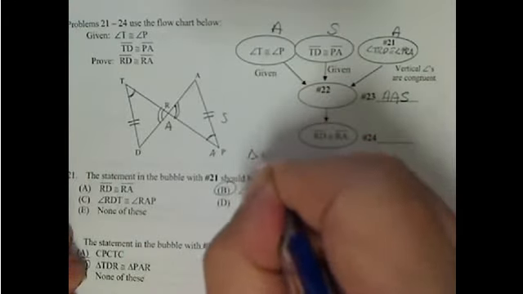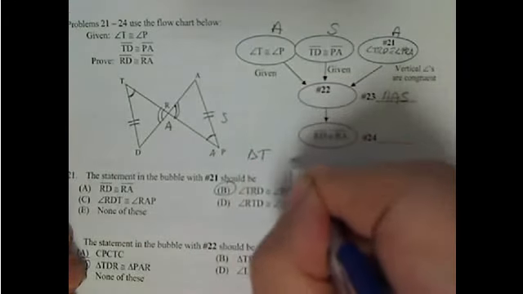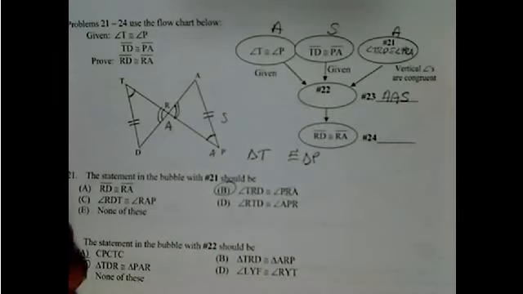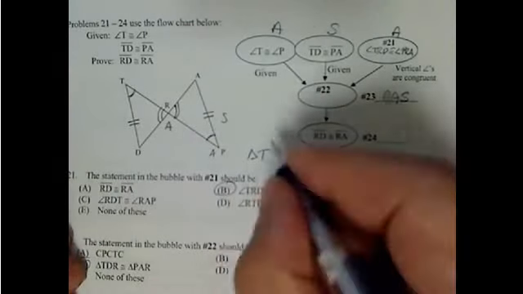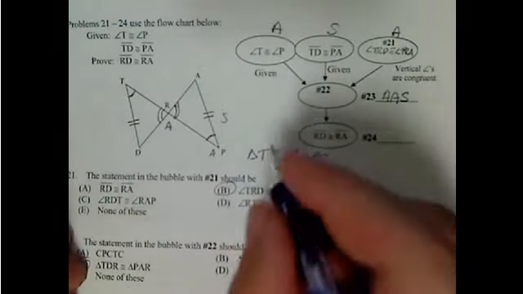So triangle T is congruent to triangle P. I might figure out what I have right here before even looking at what the answer was. R is going to match R, and then angle D has to match angle A. So that's what I'm looking for.